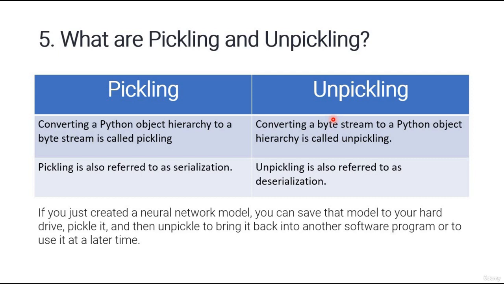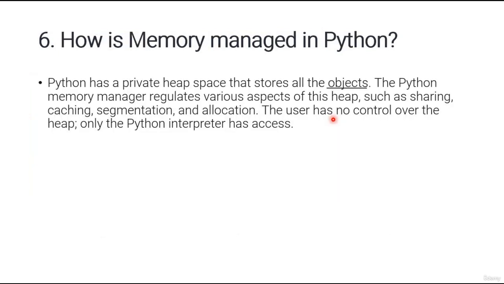Let's move on to question number 6. How is memory managed in Python? This is a very important question for interviews. Python has a private heap space that stores all the objects. So the Python language has a private space. The Python memory manager regulates various aspects of this heap, such as sharing, caching, segmentation, and allocation. The user has no control over the heap. Only the Python interpreter has access. So the interpreter is actually managing the memory in Python.